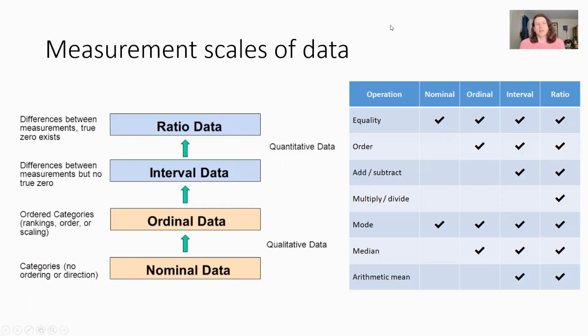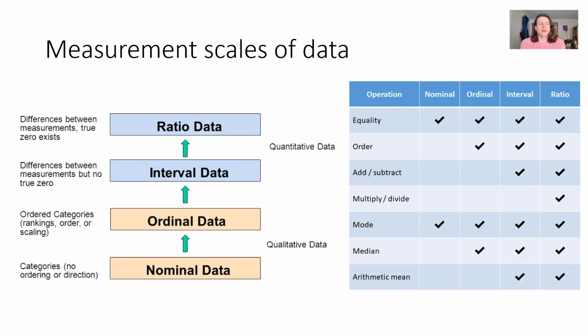So the first thing that I want to introduce today is the idea of measurement scales for data. Broadly speaking, there's two different categories, qualitative and quantitative. Qualitative means some sort of quality. It's a descriptive type of measurement scale. There's no numeric data linked to it. And then quantitative means numerical.